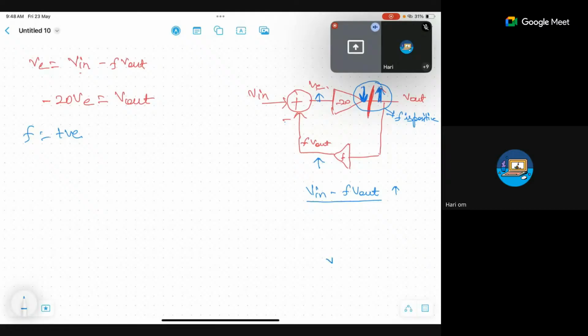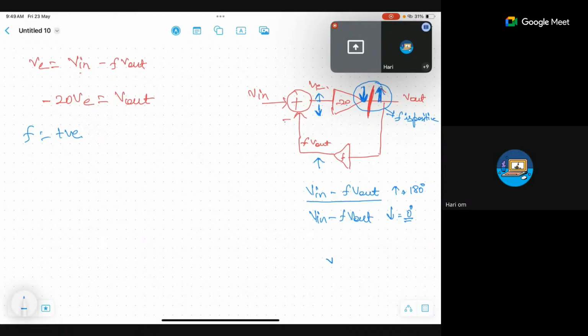And if V in minus F times V out is already negative, so if this value is negative, and I multiply with minus 20, it becomes positive. Is it clear? So if V in minus F times V out is positive, we are getting a 180-degree phase shift. If V in minus F times V out is negative, then negative multiplied with negative, we are getting a positive voltage. So that means 0-degree phase shift. Is it clear? Any doubt?